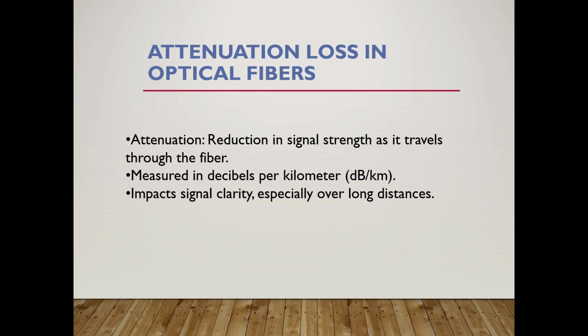To understand this, first we understand attenuation loss in optical fibers. Attenuation refers to the reduction in the intensity of light signals as it propagates through the optical fibers. This loss is usually measured in decibels per kilometer. In simple terms, attenuation occurs due to three main factors: absorption loss, scattering loss, and bending loss. Let's explore each type in detail.